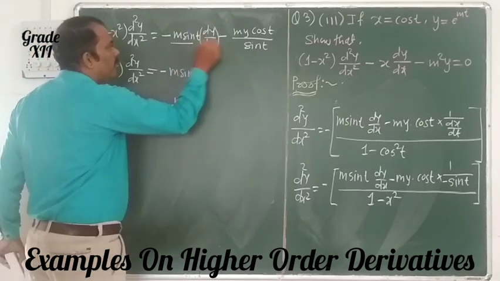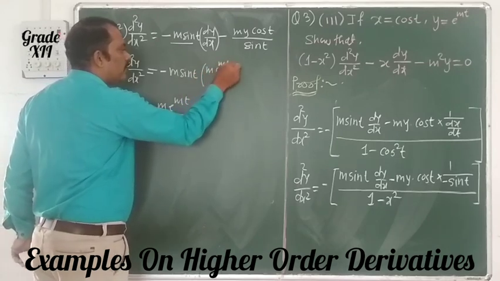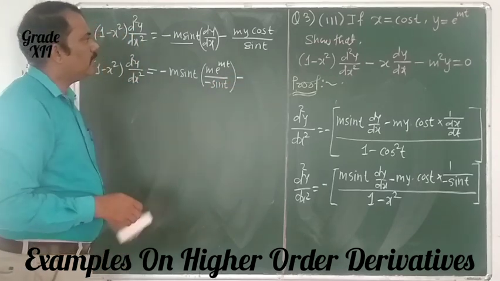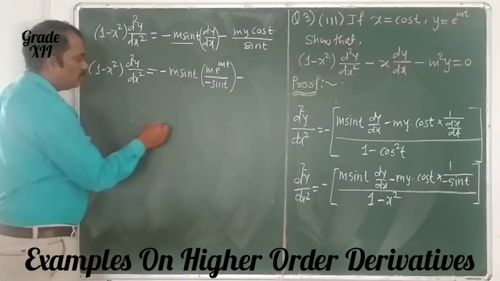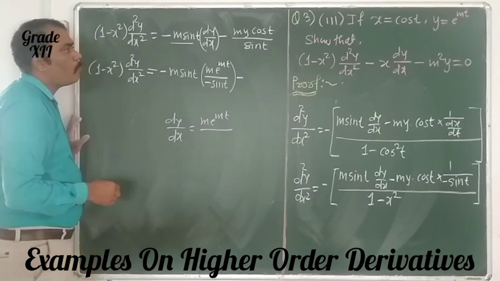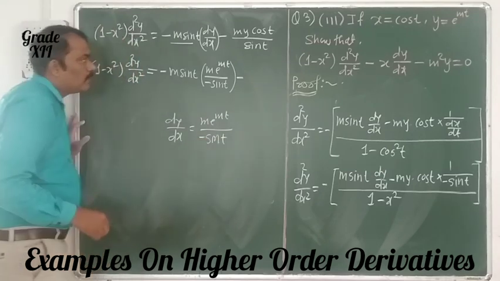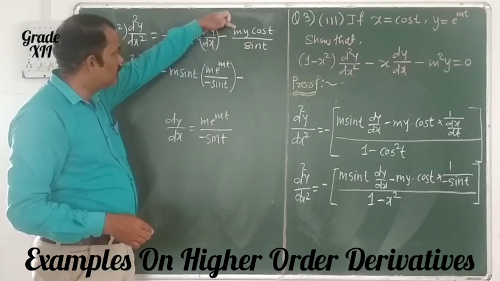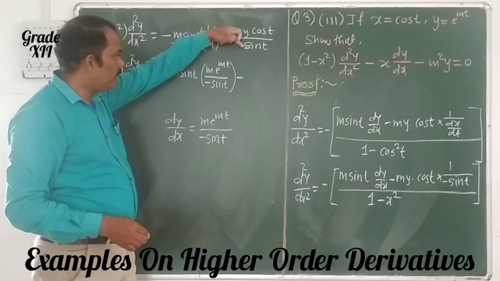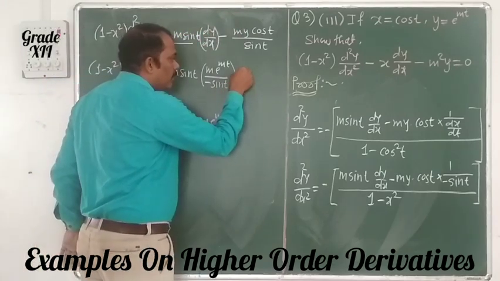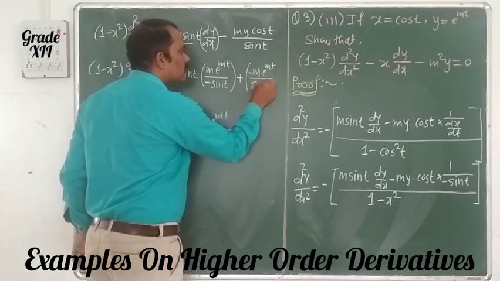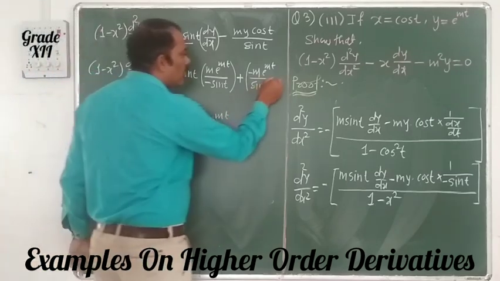We have to substitute the value of this dy by dx, that is m into e raised to m t divided by minus sin t, minus, here again we require this value, dy by dx is equal to m into e raised to m t divided by minus sin t. Here m is already there. y is nothing but e raised to m t, divided by minus sin t as it is, so that we can write this as plus into bracket minus m into e raised to m t divided by sin t, into this cos t as it is.